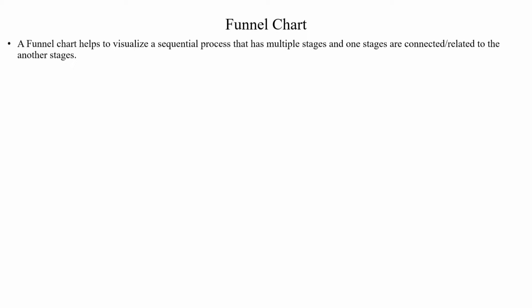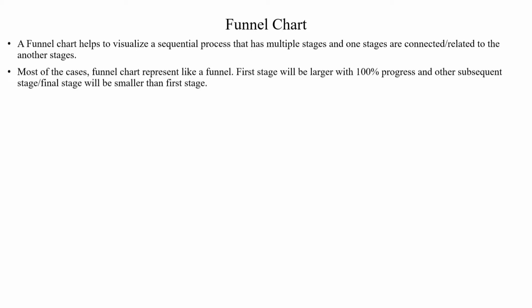Okay, and in most cases funnel charts look like a funnel, like a bottleneck. The first stage or first level of a funnel chart is always considered 100 percent of progress, and the subsequent stages, I mean the second, third and fourth levels or final stages, will be smaller when compared to the first stage, and the percentage also becomes less for each level when compared to the first stage.